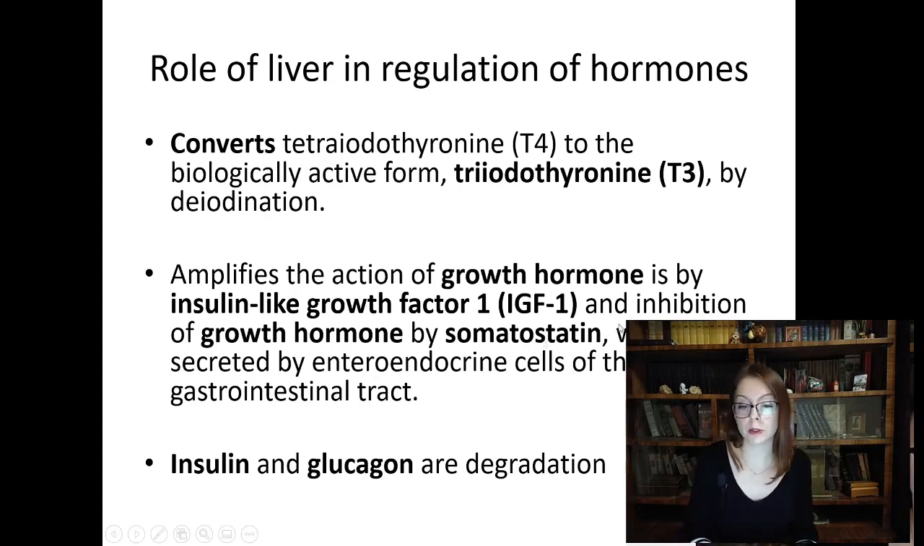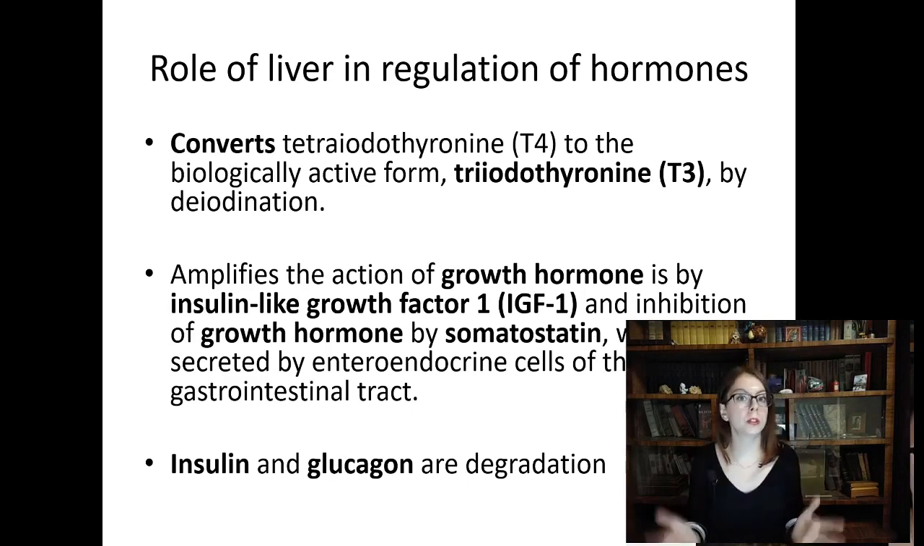Besides inhibiting growth hormone, somatostatin also has other functions. I will return to them. And at last, insulin and glucagon are degraded in the liver, and in this way the liver participates in the exchange of glucose, which is a very important function.